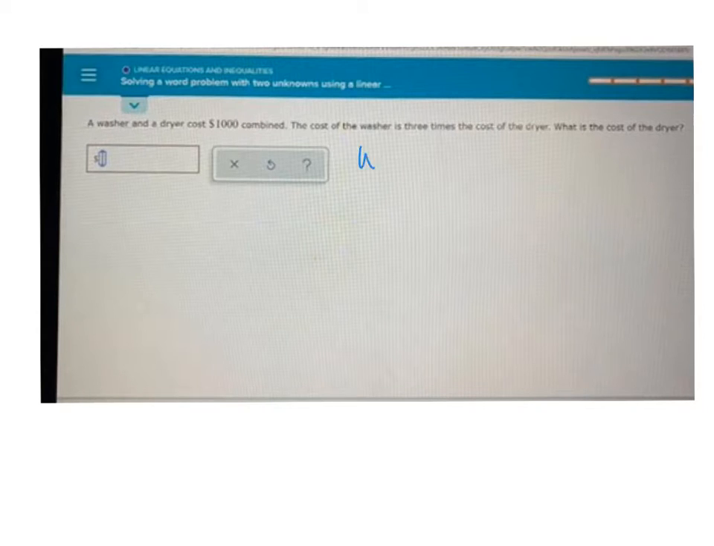So what I do in these problems, I'll typically write the two unknowns I want. So I want to know the washer price and the dryer price. Now I know that the washer is 3 times the cost of the dryer, but I don't know what the dryer costs. So what I'll do is I'll make the dryer just be X, so I don't know what it is. Now the washer in this case is 3 times as much, so it's 3 times X.